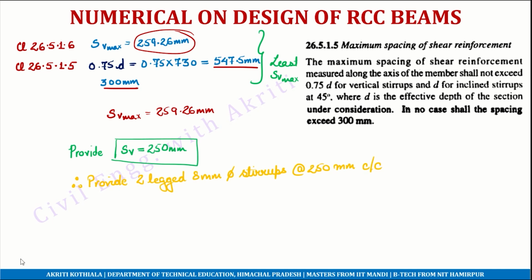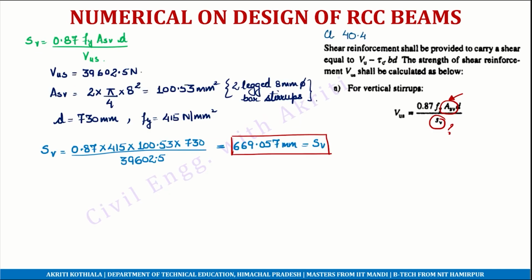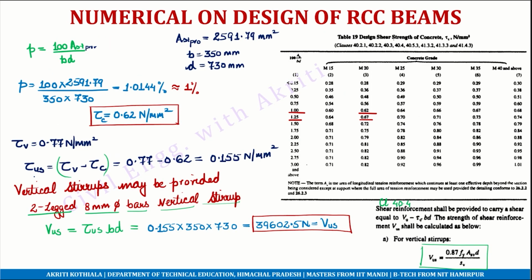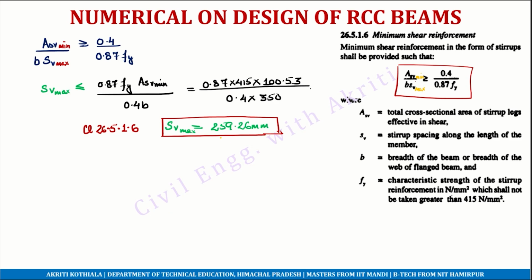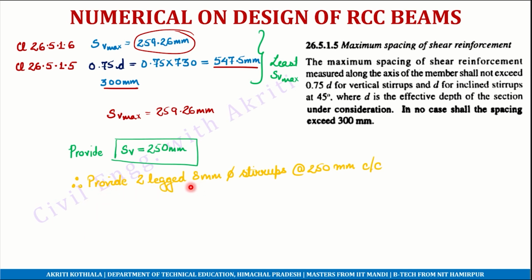Now we can keep one thing in mind, that we have assumed the diameter of the stirrups to be equal to 8 mm. However, if we want that this maximum spacing is greater than 259, around 300 mm or so, we can increase this value. To increase this value, we can increase the diameter of the stirrup. So you can also try the calculations with 10 mm diameter stirrups. Simply provide two-legged 10 mm diameter stirrups, and you can calculate the new spacing, which will be more than the spacing of 250 mm.